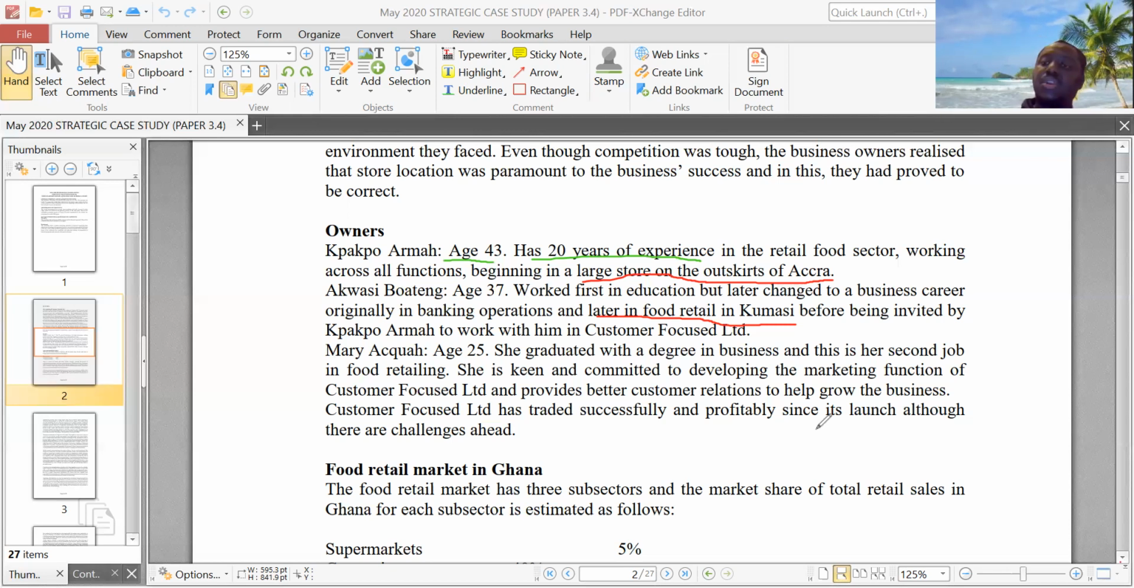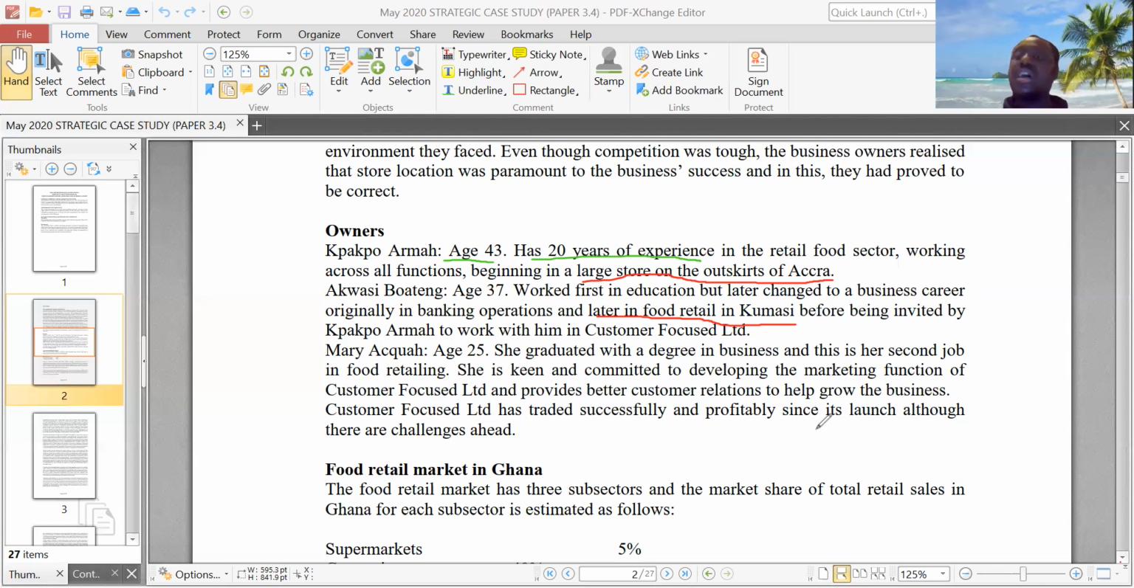He began in a large store on the outskirts of Accra. So he has the experience. He probably moved on to another food retail store in Accra. So he's familiar with the market. Then Akwesi Boateng, who has a multidisciplinary career, like he's worked in different industries. And I would say his experience is not up to Kpapo, but it's quite okay. Mary doesn't have a lot of experience, and so that's something we'll be looking out for.